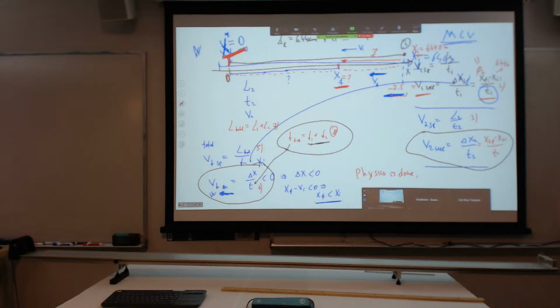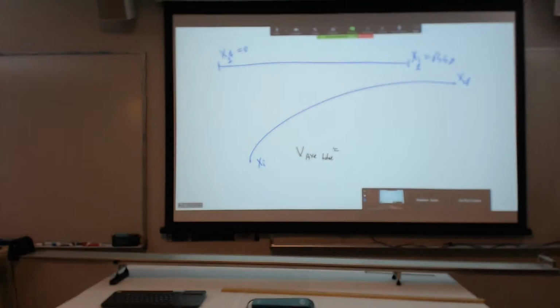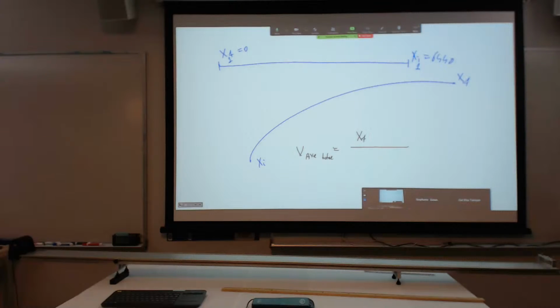So V average for the total trip is equal to X final for the whole trip. That is what you're looking for. Minus X initial, and your X initial was 6440 for the whole trip. So you move like this. That's X final. And you have to divide by the total time, as you said, T1 plus T2. And T1 is equal to a certain number, whatever it is.